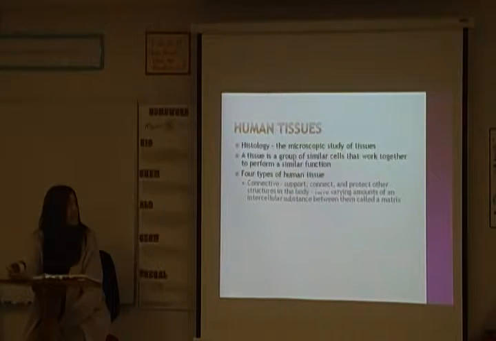First, we have what's called connective tissue. Connective tissue includes things like bone, blood, lymph, tendons, fat, cartilage. It's probably the most abundant and most diverse type of tissue. It's there to support, connect, and protect the body, protect other structures.